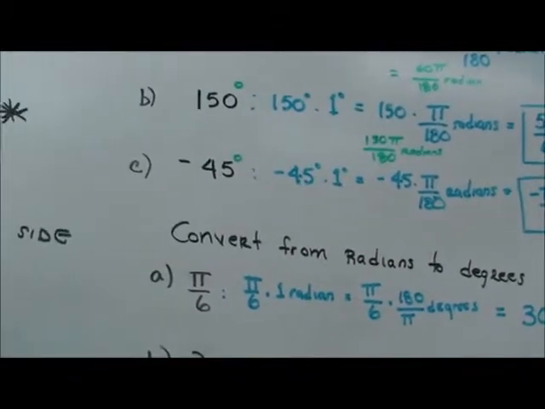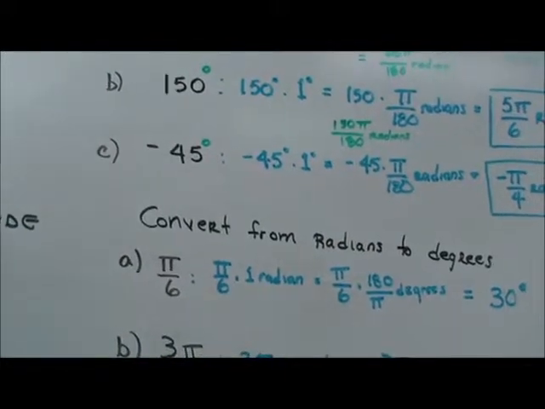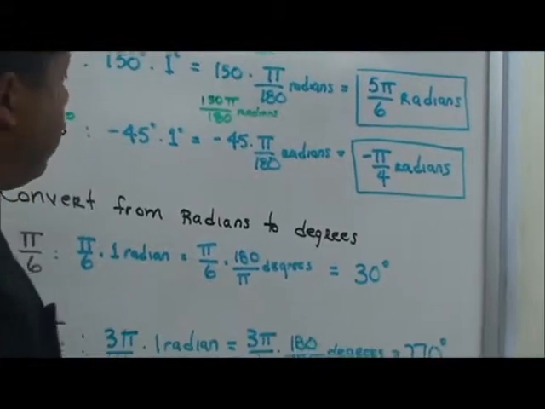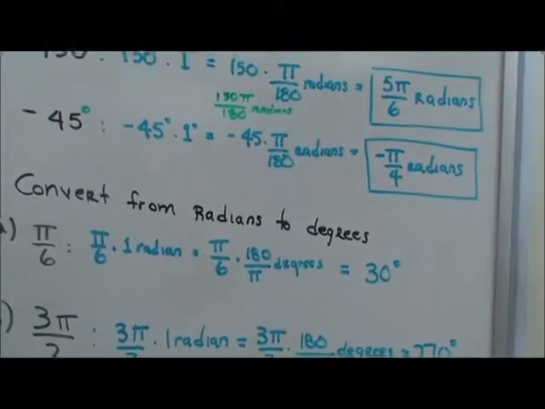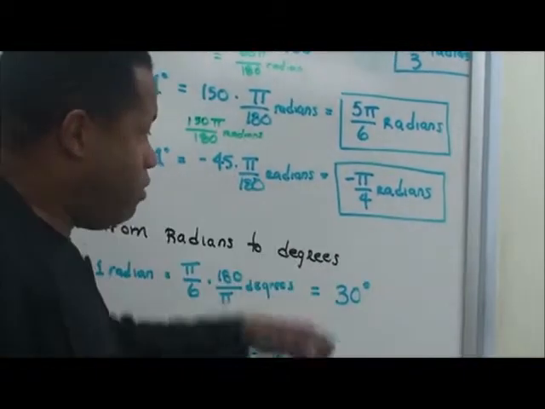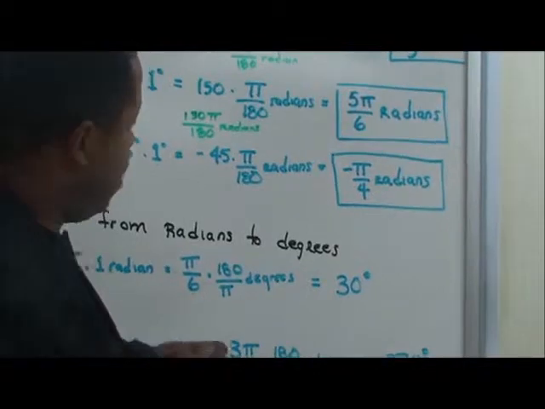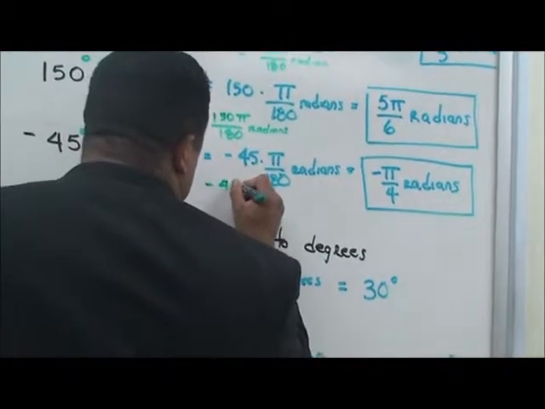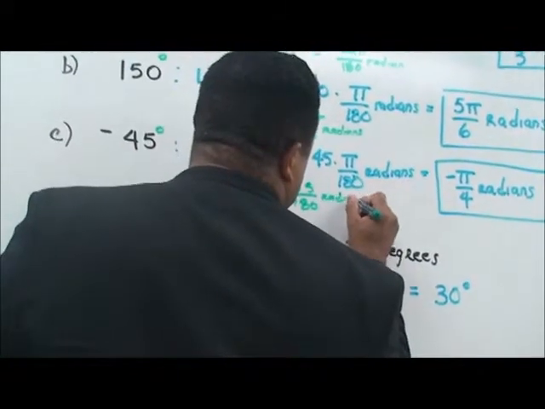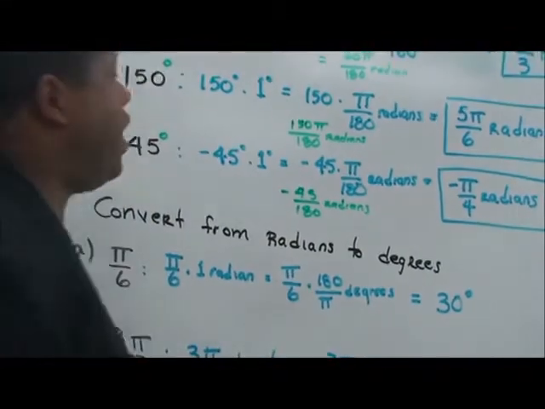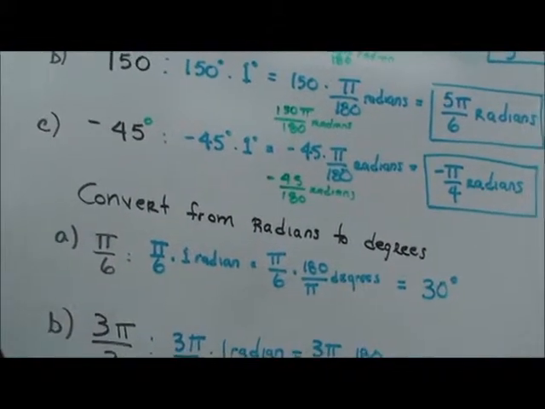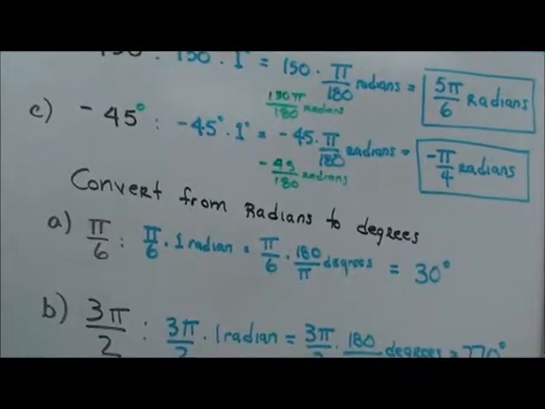Let's do one more for degrees. If we have negative 45 degrees, take negative 45 degrees times 1 degree. Again, 1 degree is equal to pi over 180 radians. So negative 45 times pi over 180 radians will also simplify down. Simplify that to negative pi over 4 radians. This is how you convert from degrees to radians.